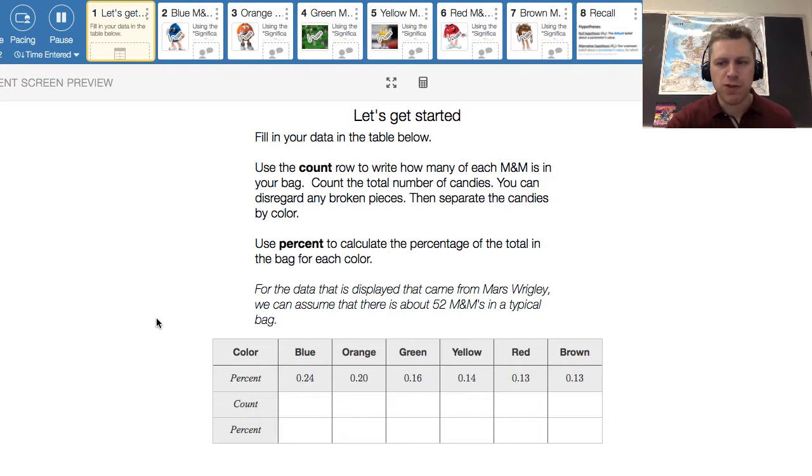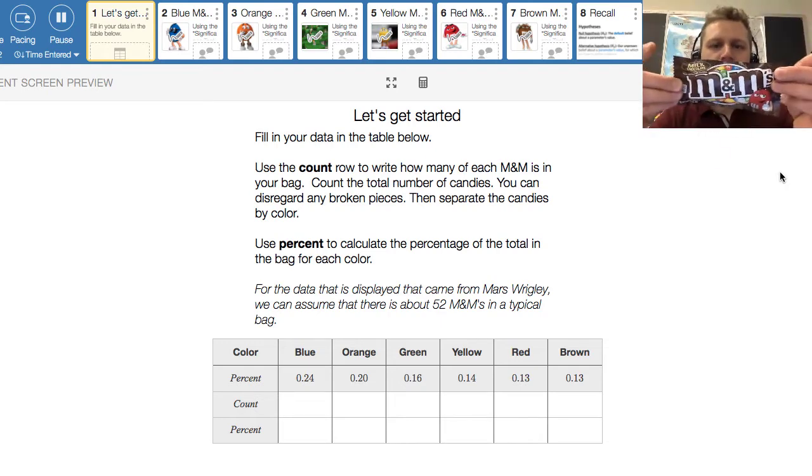So here's an overview of how the project works. Mars Wrigley produces these little M&M bags, right? And they happen to say on their website how much is in these bags. This is the amount of each color that shows up. So if you look for the blue, they're saying 24% of the bag is going to be blue M&Ms, 20% of the bag is going to be orange M&Ms, 16% green, 14% yellow, and so on. And that's what Mars Wrigley, the company, is claiming on their website.